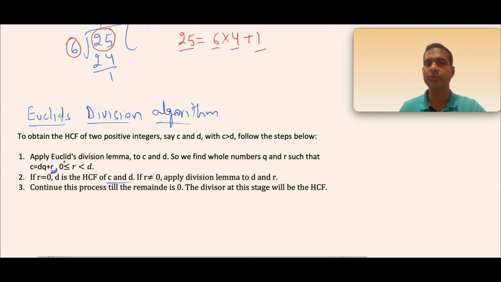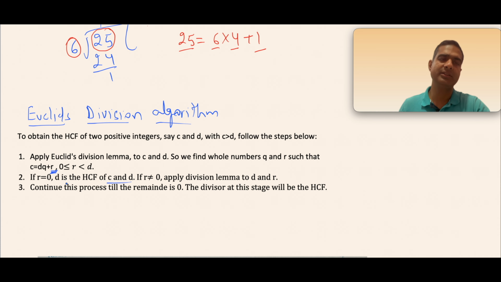So again we have to repeat the first step, taking d and r as the two numbers. And the third step is to continue this process till the remainder is 0. So we will repeat step 1 until the remainder becomes 0, and if the remainder becomes 0, then the divisor at that stage will be the SCF of the two numbers.